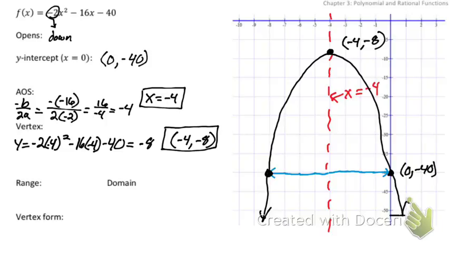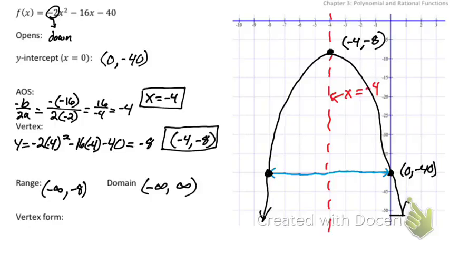Our range is our lowest point to our highest point. Our lowest point is negative infinity. Our highest point is at negative 4, negative 8, but our y value is negative 8, so it's negative infinity to negative 8. Our domain, once again, is negative infinity to infinity.